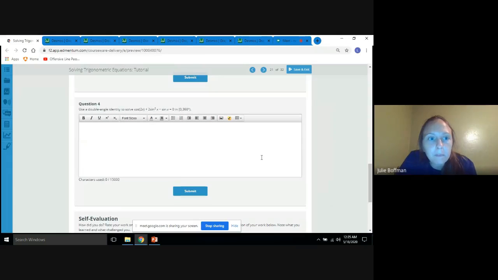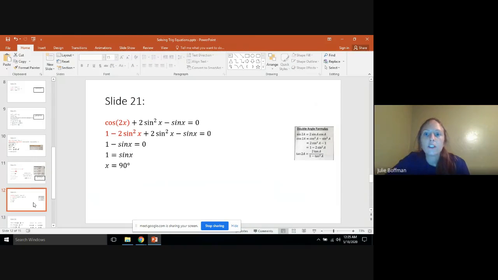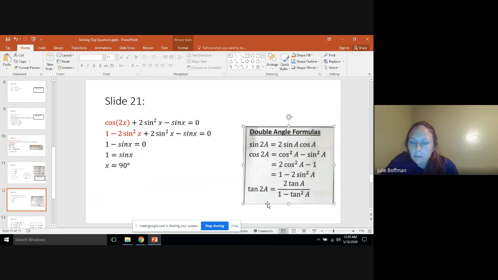Okay, one more is use a double angle identity to solve cosine 2x plus 2 sine squared x minus sine x equals 0 in the interval 0 to 360. So we want our answer in degrees for this one because it's 360 degrees. So if you look at your double angle formula, I know we hadn't looked at this before, but they give you 3 different things that cosine 2a or 2x could be replaced with. So you could use any of these 3 to replace this cosine 2x.